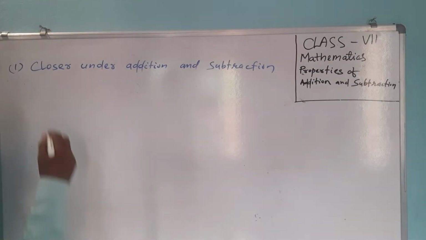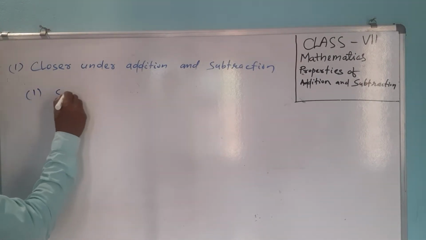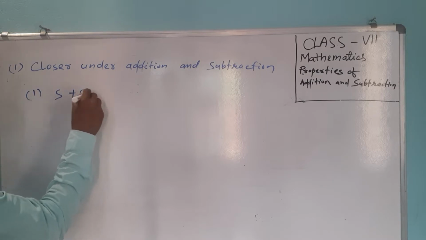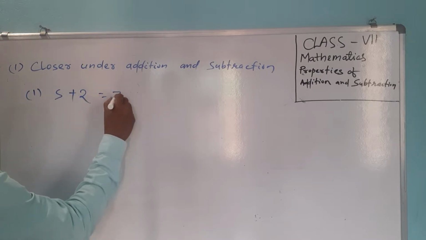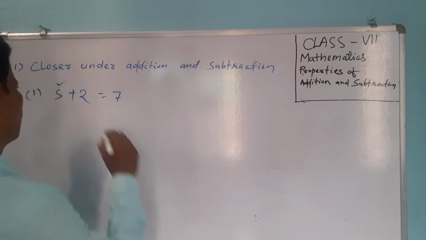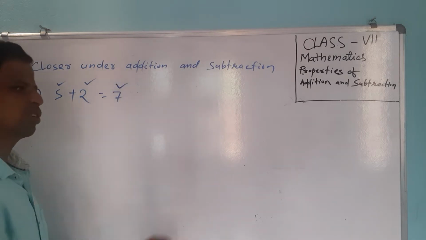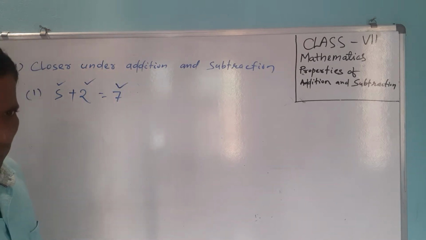How? Suppose I take example 1: 5 plus 2 is equal to 7. Here 5 is an integer, 2 is an integer, and 7 is also an integer. In this way we can take many examples.